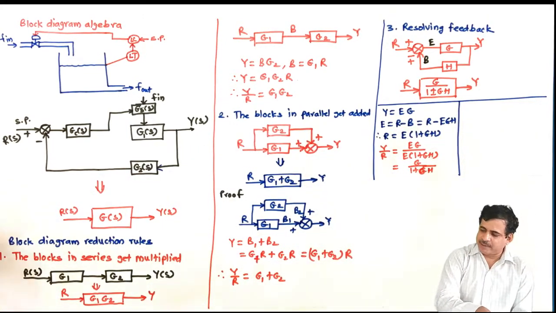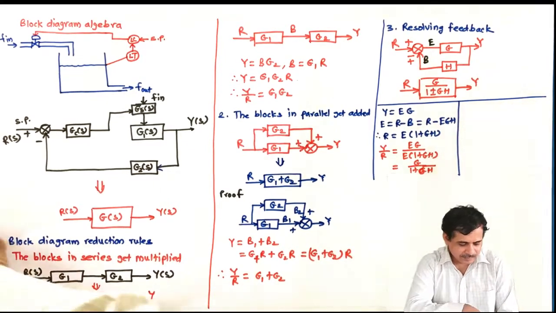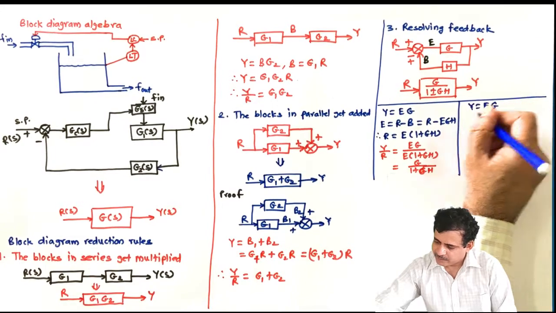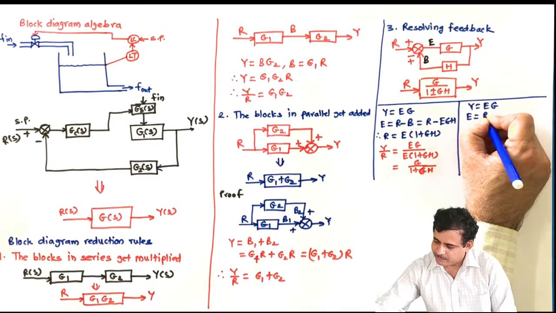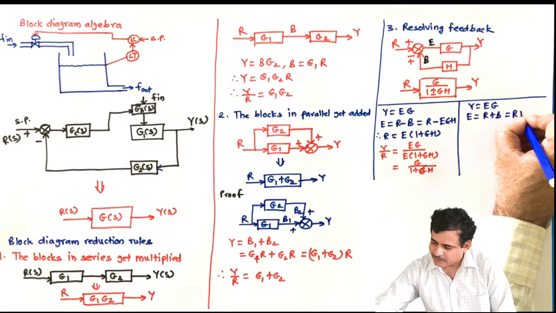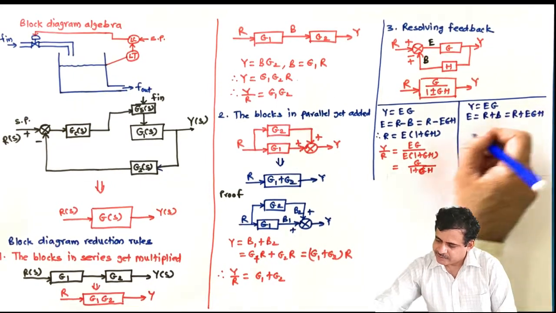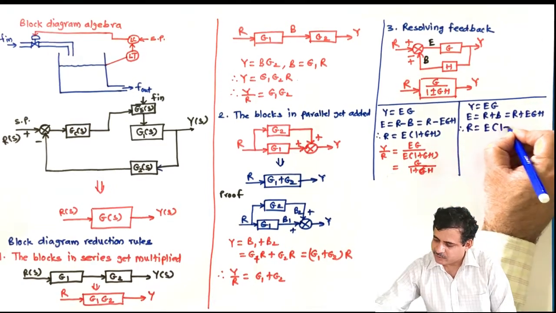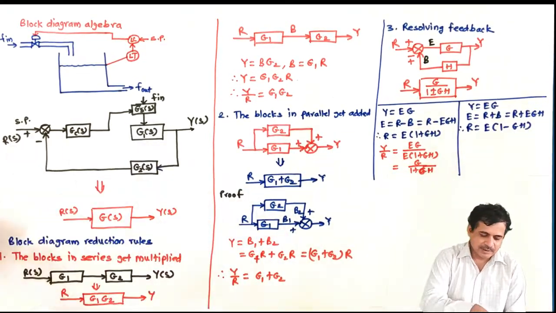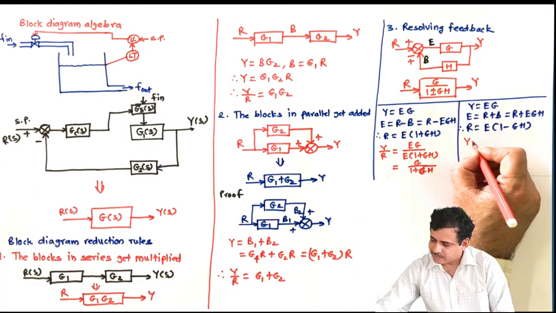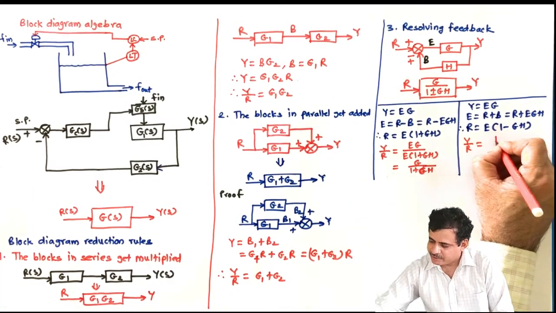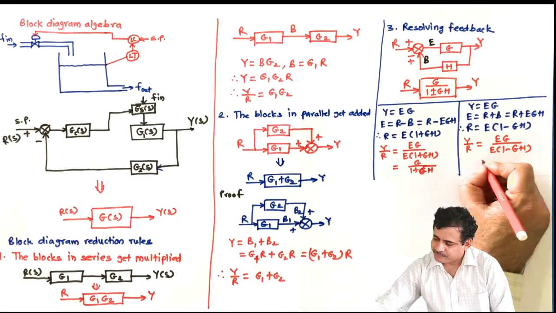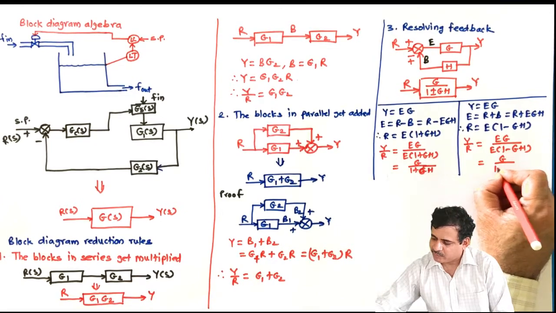And for positive feedback, again y is equal to EG, same, but E will be equal to R plus B, and that is equal to R plus EGH, and hence R is equal to E into bracket 1 minus GH, and then Y by R will be EG upon E into bracket 1 minus GH. So this is G upon 1 minus GH.